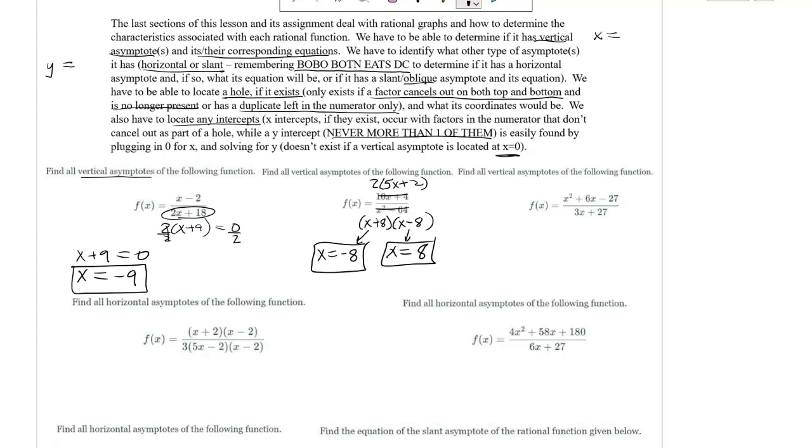This one, I can factor the top. It's pretty easy. I can factor the bottom. Now here, I do have a cross out factor. So that x plus 9 is not actually a vertical asymptote. It's part of a hole because it canceled out in both the top and the bottom and it's no longer there. So if you look at this, I don't have a variable in the denominator, which means this has no vertical asymptote.